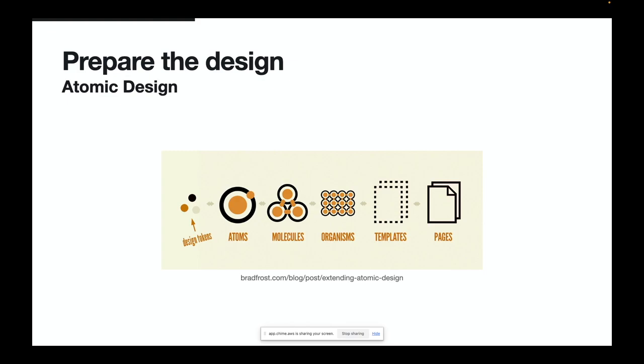Maybe if you don't know the name atomic design, you might know about those 6 levels: design tokens, moving up to atoms, moving up to molecules, moving up to organisms, templates, pages.